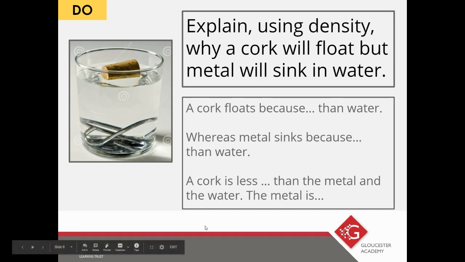In your books, please, can you explain, using density, why a cork will float but metal will sink in water? Some of you will be able to crack on and do that without any further assistance. Others of you might wish to have some sentence starters. The sentence starters that you could use are here in the box. This should take you no more than 3 minutes.